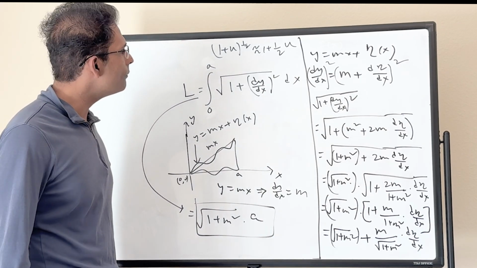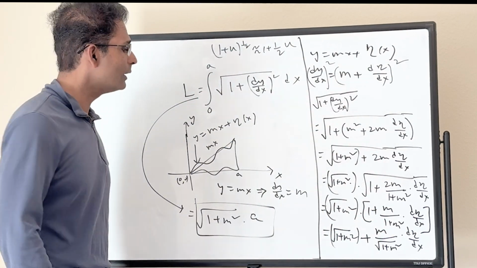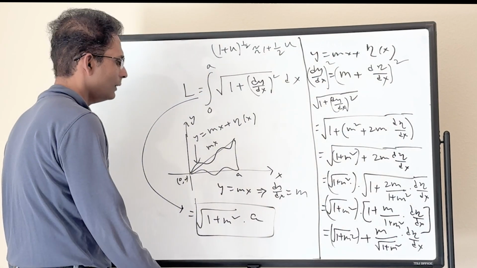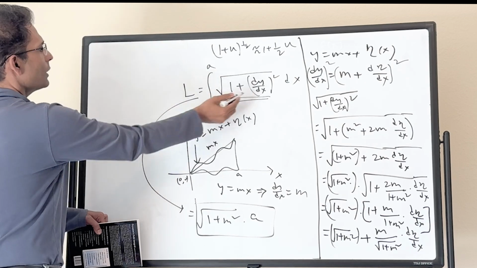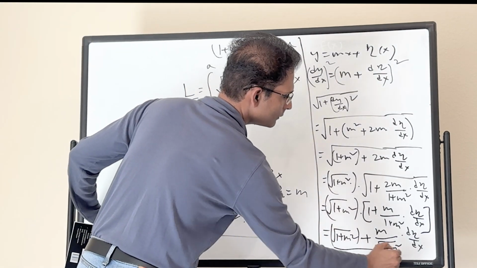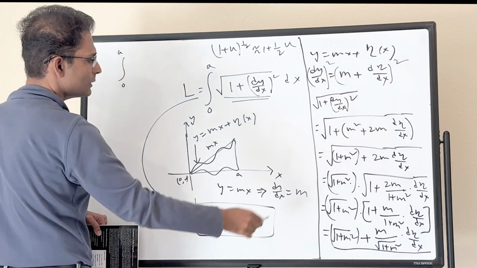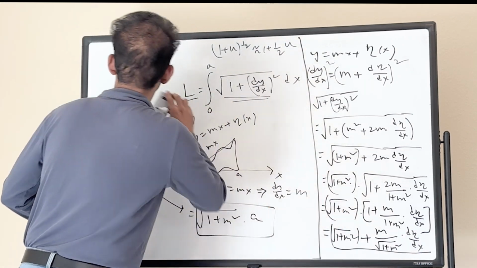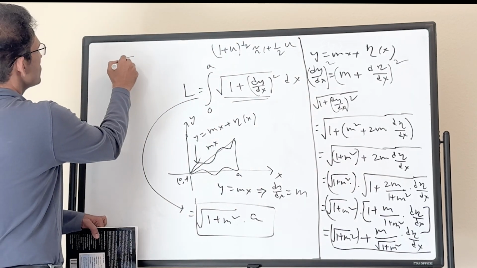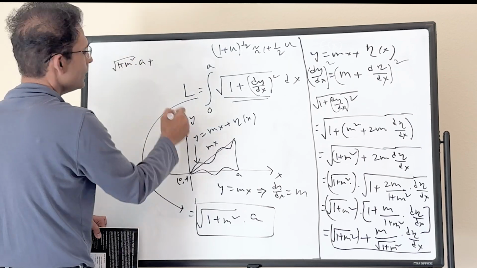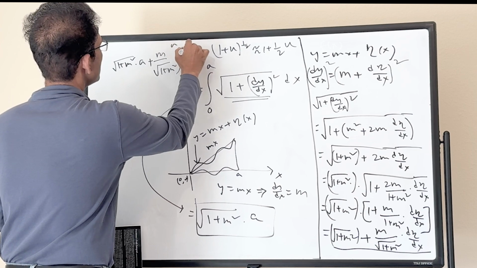Now notice something. I just expanded the integrand, so I still have to do the integral. So now if you do the integral of this expression, from 0 to a, the first one I'm going to write down directly here. You're going to get square root of 1 plus m squared times a, and then you have m over the square root of 1 plus m squared, and then the integral from 0 to a of d eta/dx.